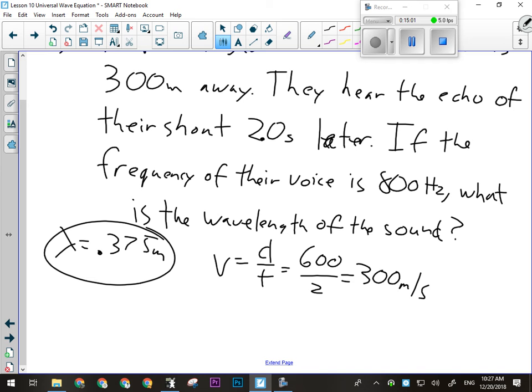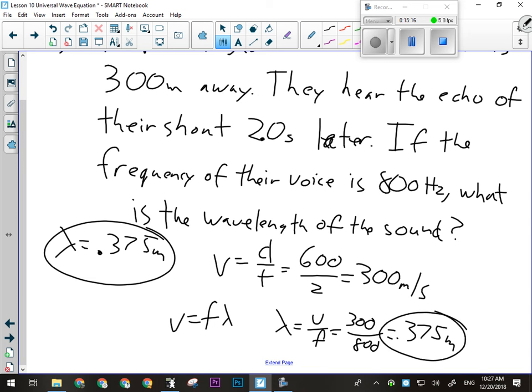Then we have V equals F times lambda. We're looking for lambda, so lambda will be V over F. 300 divided by 800 hertz gives us 0.375 meters as the wavelength of the shout.